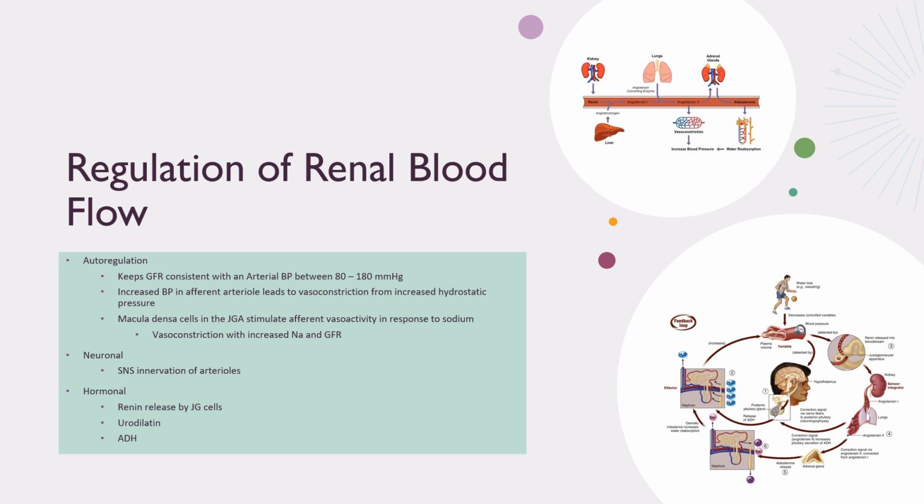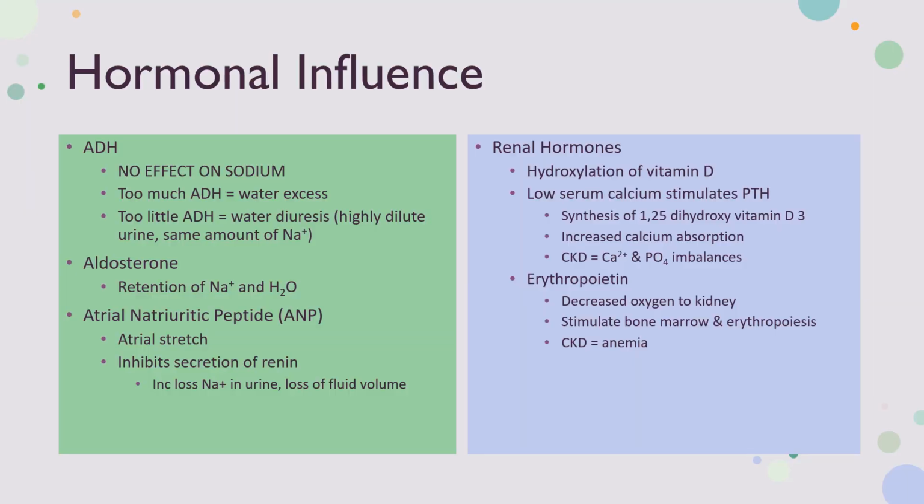Urodilatin is also involved in this hormonal regulatory process. Urodilatin is a natriuretic peptide similar to BNP, which causes increased blood flow to the kidney. This results in more fluid and sodium loss and diuresis. Urodilatin is an antagonist to RAS, very similar to BNP. When considering influential hormones, we can look at extrarenal in the purple box and intrarenal in the green box.